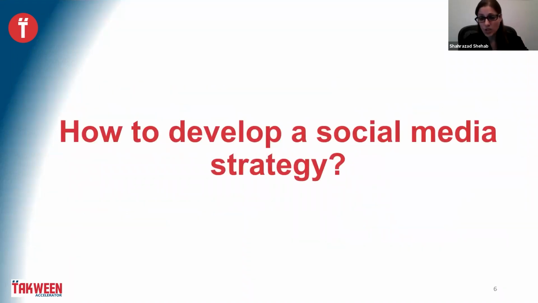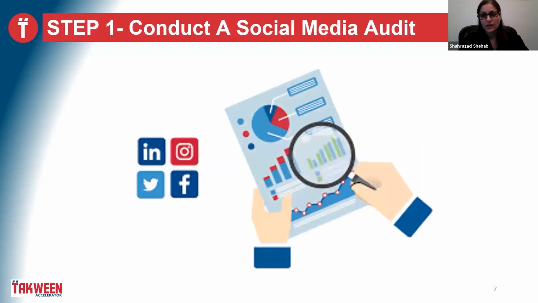Now, this is the big question. How to develop a social media strategy? Actually, it's easier than you probably think, and you can do it in just 6 simple steps. The first step is to conduct a social media audit. Conducting an audit of your social media accounts helps you understand what's happening on each network, what is working and what is not working. And it helps you identify new opportunities to grow and engage your audience.